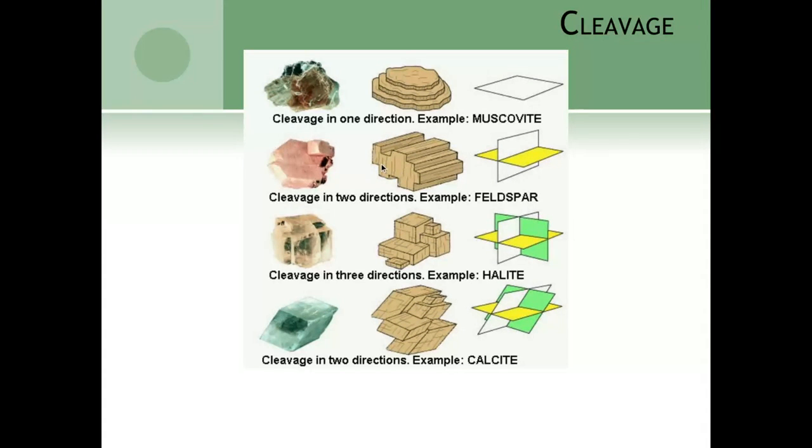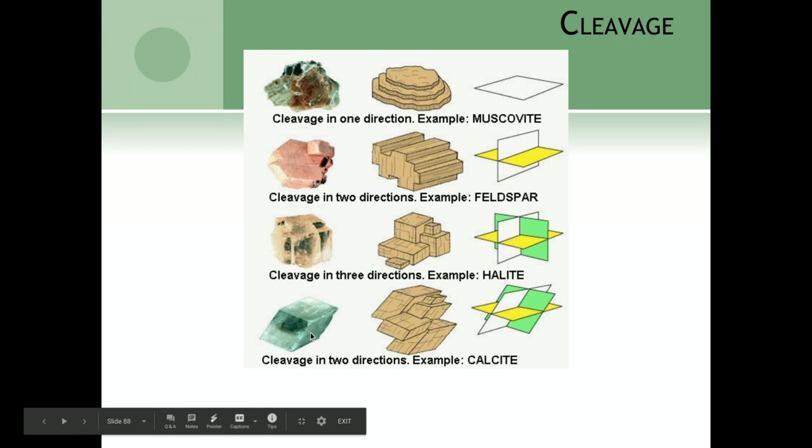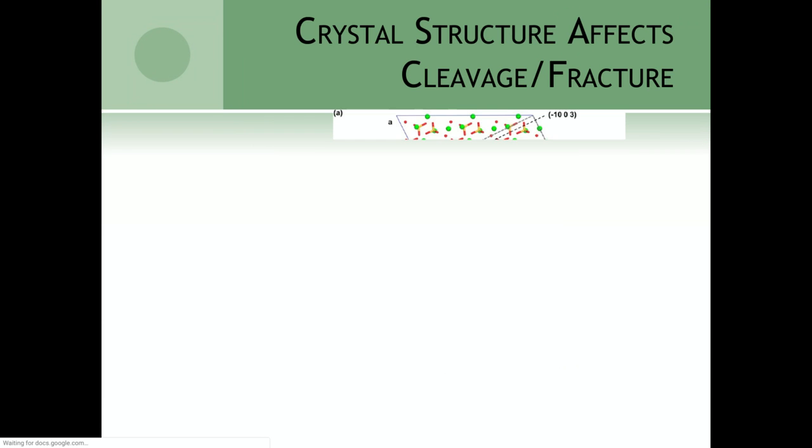Something like feldspar will cleave in two directions but fracture in the third. So there's two flat surfaces that are 90 degrees to each other, and the third one will be rough. Halite will cleave in three directions. It's actually kind of fun. I think there's a YouTube video out there of somebody cleaving halite, and all they do is smack it with a hammer, and it breaks open into smaller cubes, just because of the way it splits open. Something like calcite will cleave in two directions, but not at 90-degree angles.